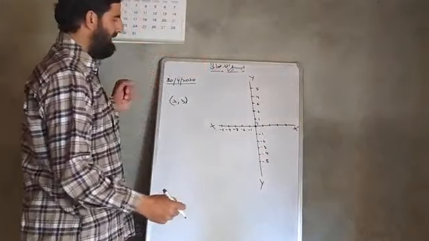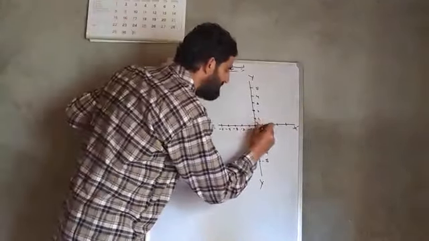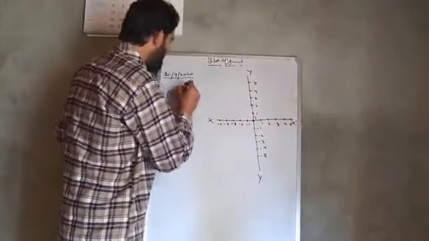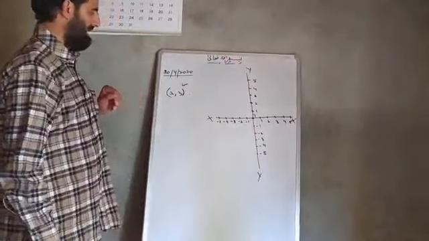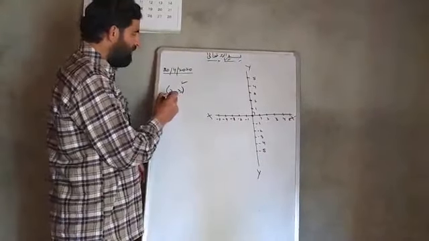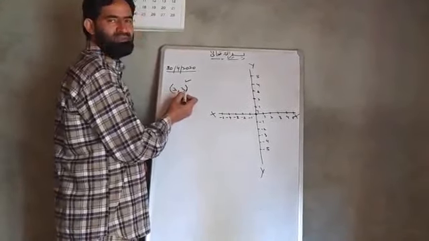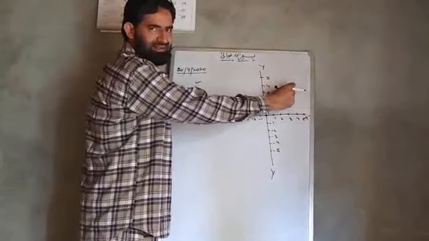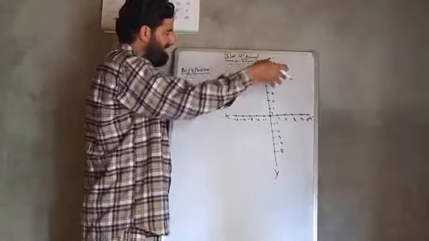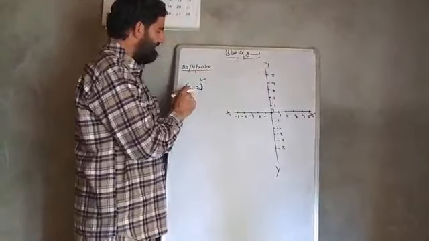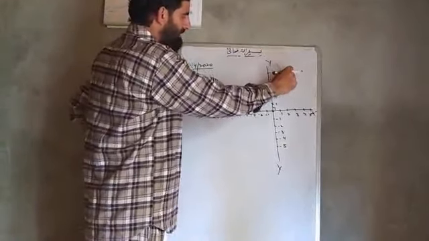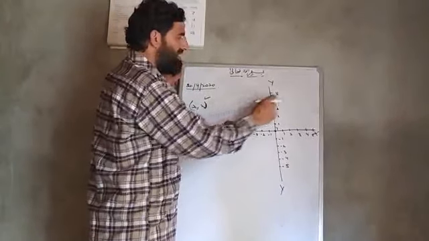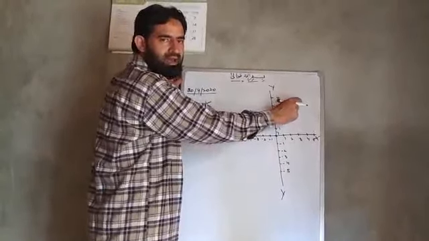Now how to draw the graph? How to locate this point (2, 3) on this graph? Here we see that 2 is positive and 3 is also positive. Therefore, this point exists in the first quadrant, because we have discussed earlier in class 9th that in the first quadrant, both the x coordinate and y coordinate are greater than 0, that is, they are positive.